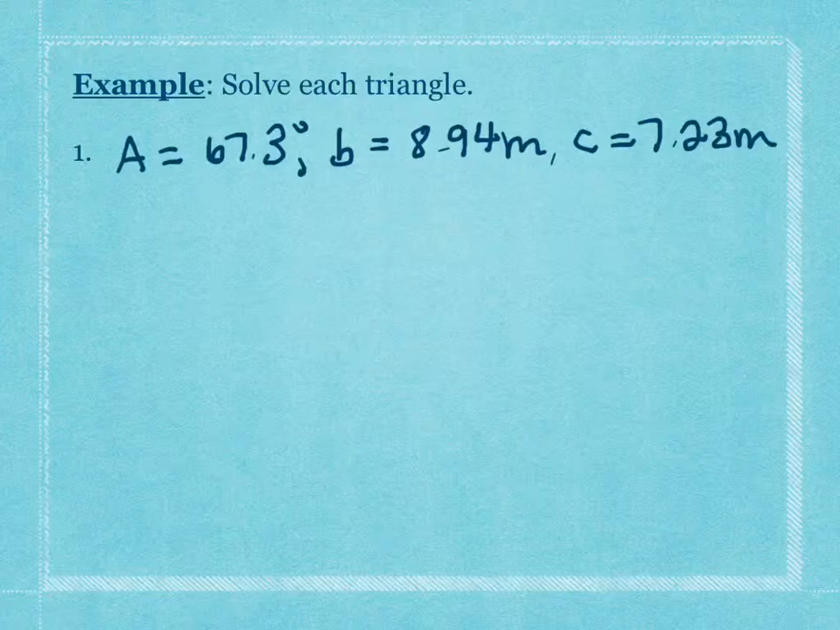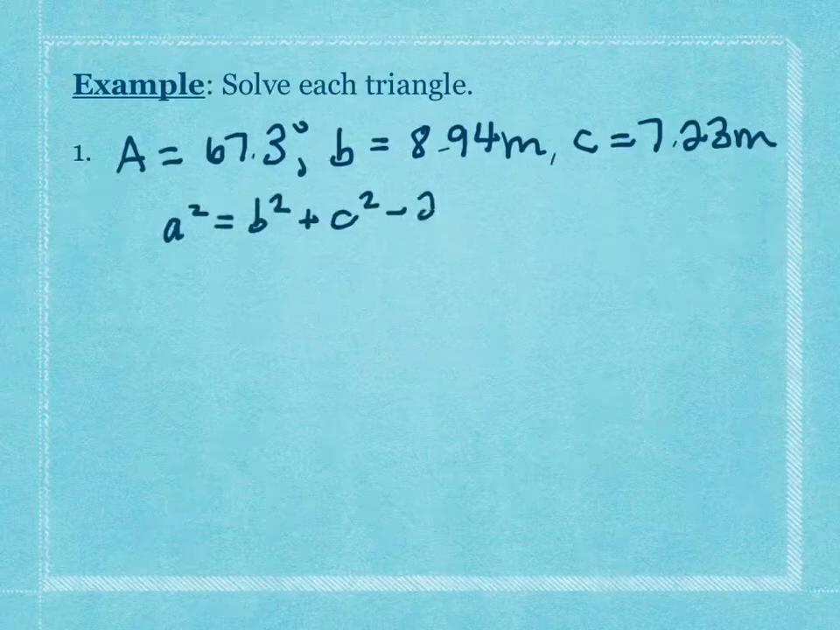Now, I don't really have a choice in which formula to use because I'm given angle A, so I need to use the formula that has an angle A in it, and there's only one of those. So I'm going to use the formula that is a squared equals b squared plus c squared minus 2bc cosine of A.